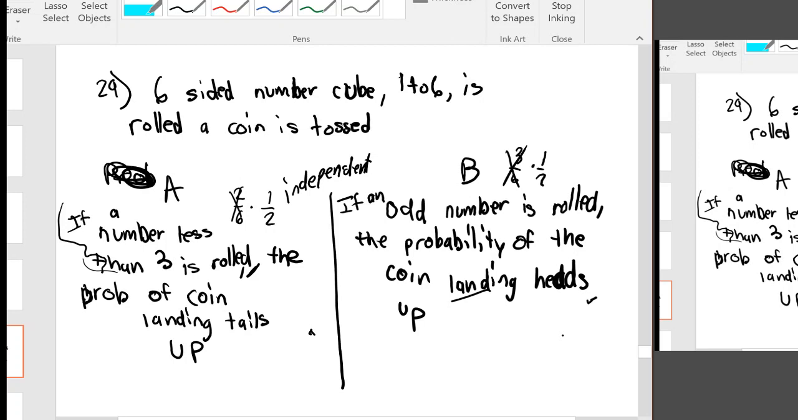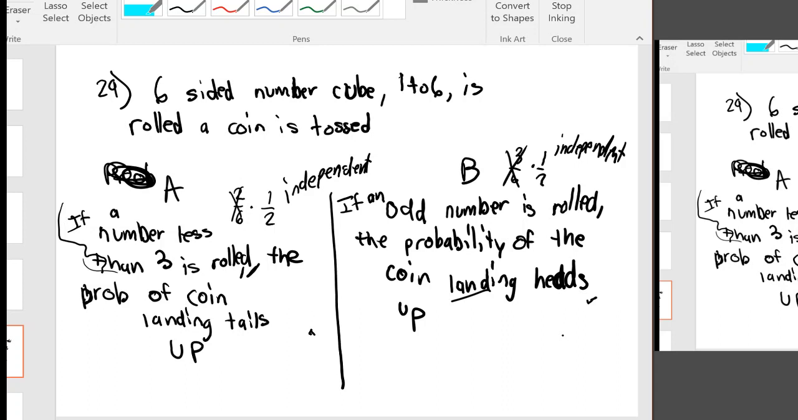This is also an independent event. The one has no bearing on the other. It doesn't say, "and then, what's the probability of rolling a number less than 3, and then the probability of a coin landing tails up." It just simply asks, if a number less than 3 is rolled, what's the probability of a coin landing tails up? That's like saying, if Mr. Arya runs a mile, what's the probability of a coin landing tails up? There's no connection between the two.